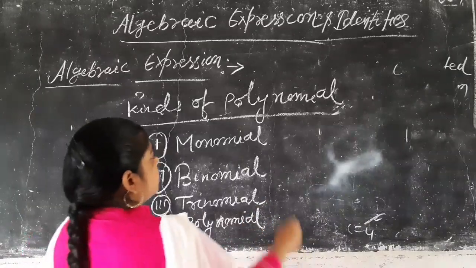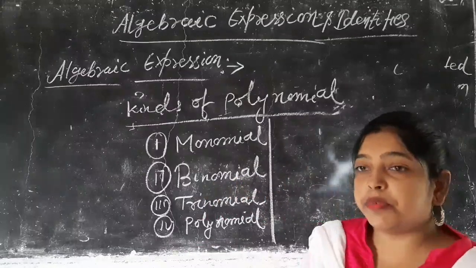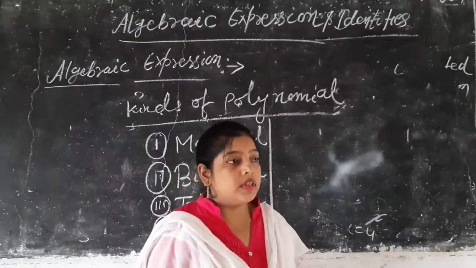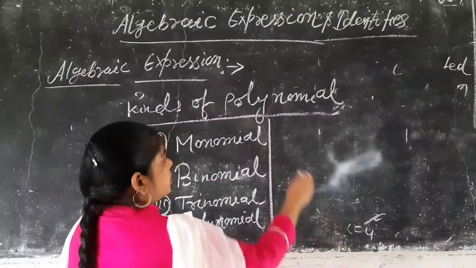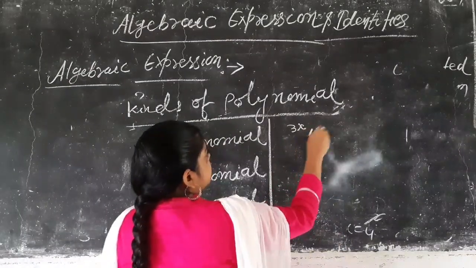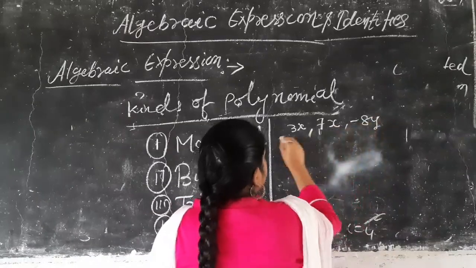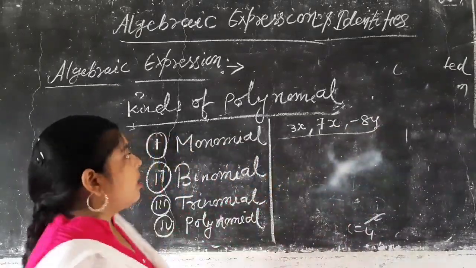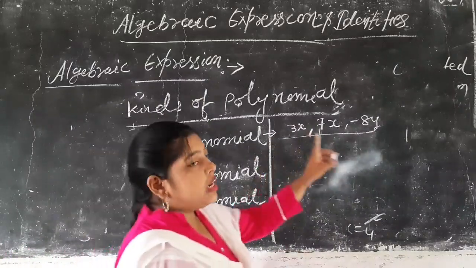So what is a monomial? A monomial is an expression containing one term. For example, 3x, 7x, minus 8y. These are examples of monomials because there is only one term.